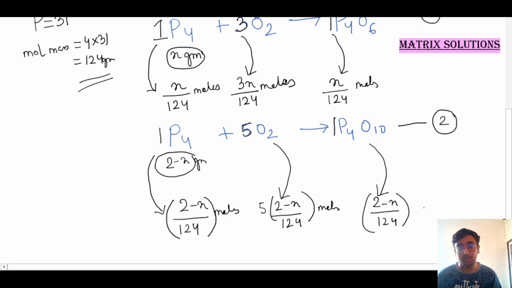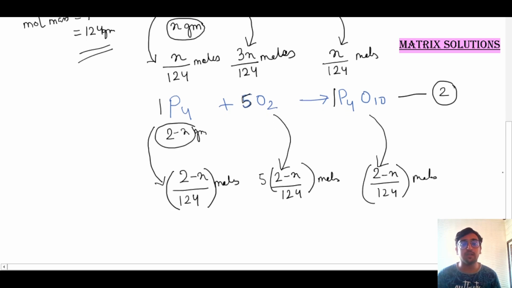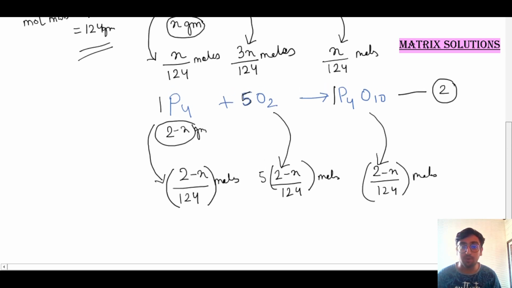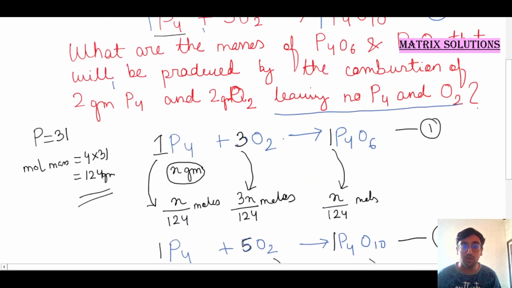Okay. Now see, we have no idea, sir, how we will go ahead. But we have not used one part of the question yet. That is the total amount of oxygen in both the reactions, which is 2 gram, and it is being fully utilized.